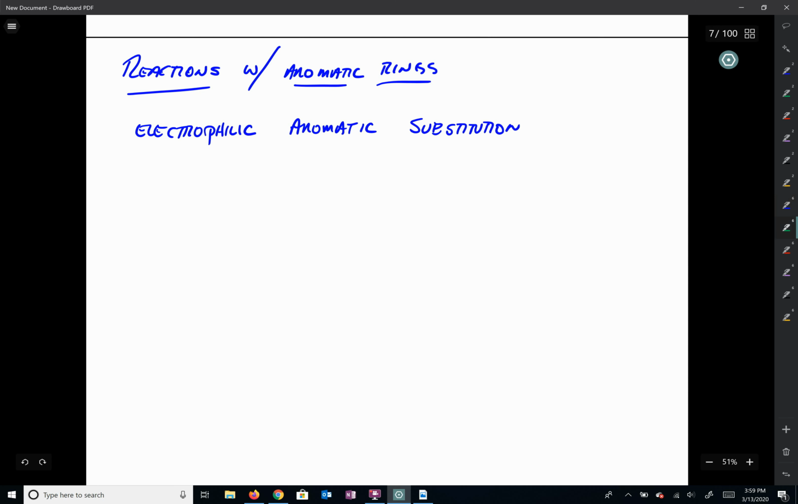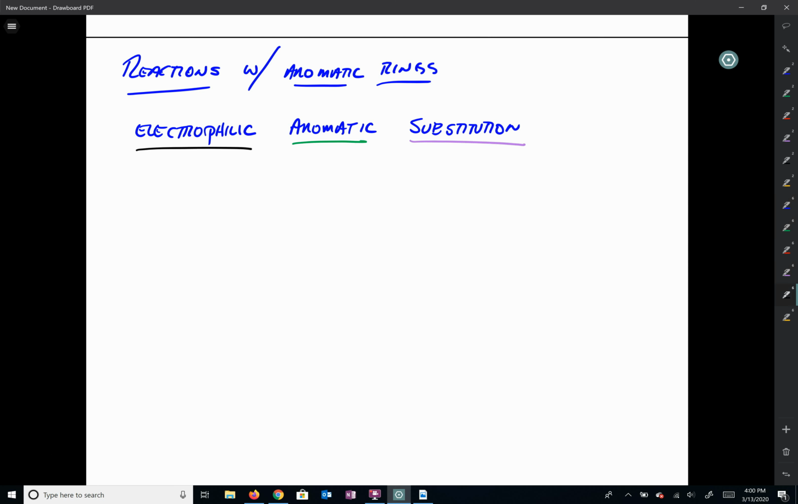We're obviously going to be working on an aromatic ring. We're going to be substituting one of the hydrogens for a new functional group, okay? So on an aromatic ring, we're going to be substituting one of the hydrogens, and to do that, we're going to need an electrophile, okay? So we're going to have to generate an electrophile.